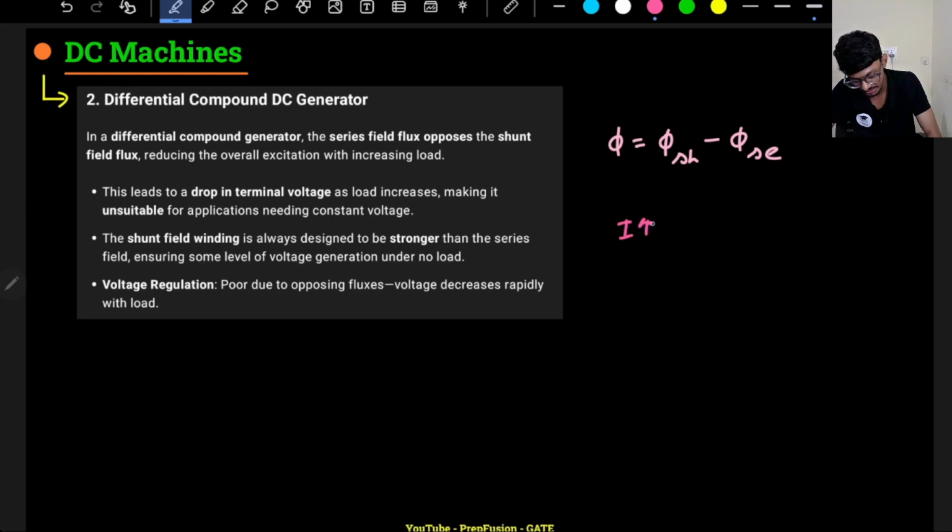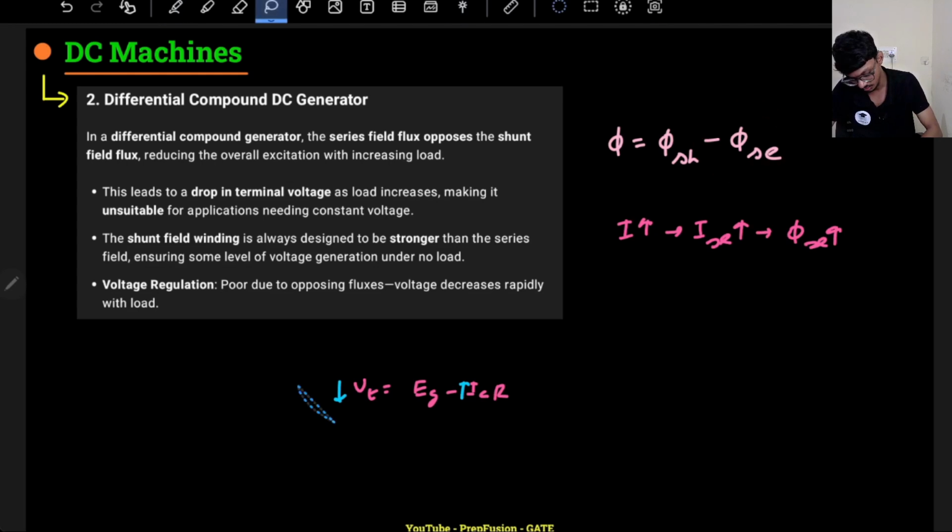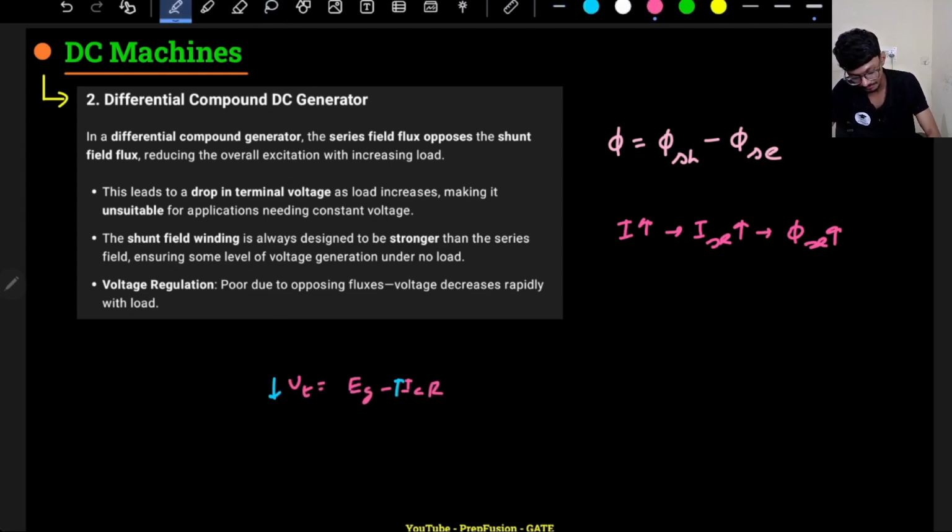Now if the load current increases, what will happen? What is my VT? VT is equal to EG minus IA RA. So if load current increases, VT will reduce. Also, the series field current along the series winding is the same as the armature current, the load current. So this will also increase, hence increasing the flux, but this time the flux is in the opposing direction. So my generated EMF will reduce because the overall flux reduces, because this is in the opposing direction. So my EG also reduces, and if EG reduces, my voltage further reduces.